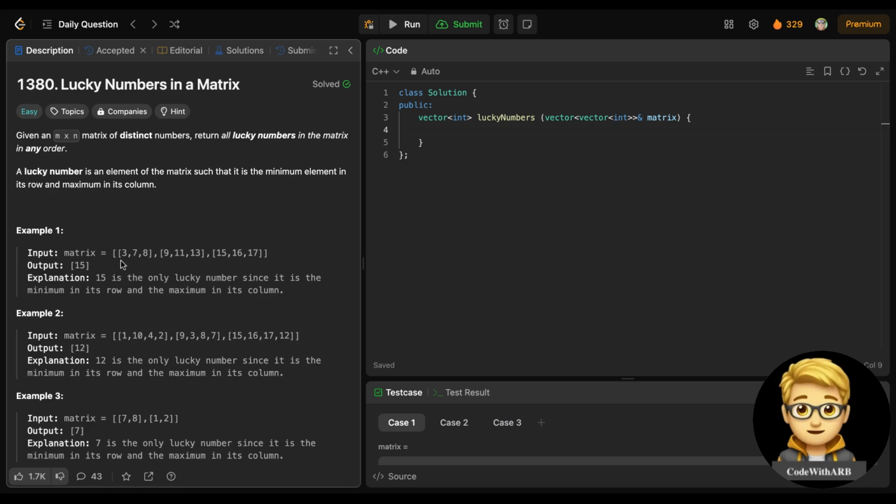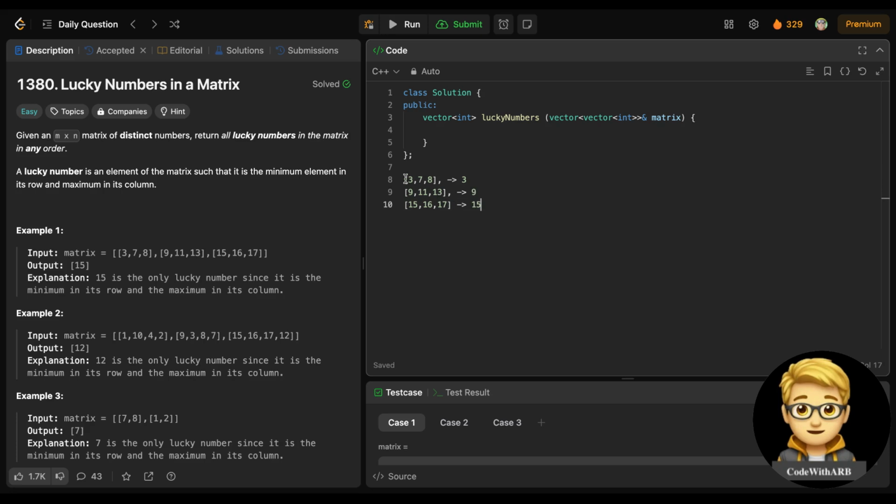So if we see this example, the matrix given here, the first example, right? If we see in this row, 3 is minimum. In this row, 9 is minimum. In this row, 15 is minimum.